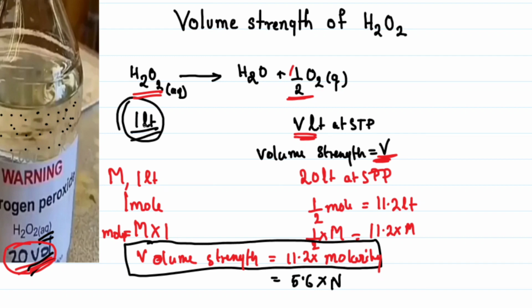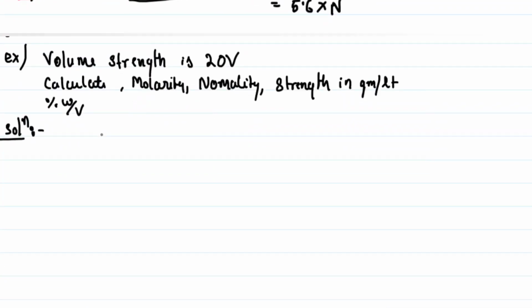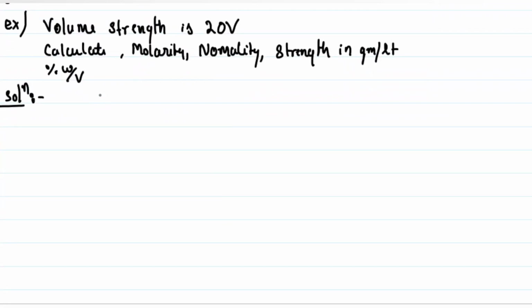1 liter of H2O2 giving V liter of O2 at STP becomes volume strength V. So if 1 liter of H2O2 is going to produce 20 liter of O2, then the volume strength is 20 V. If 1 liter produces 11.2 liter of O2 at STP, then the volume strength will become 11.2, and so on. Let's understand the concept with one example.